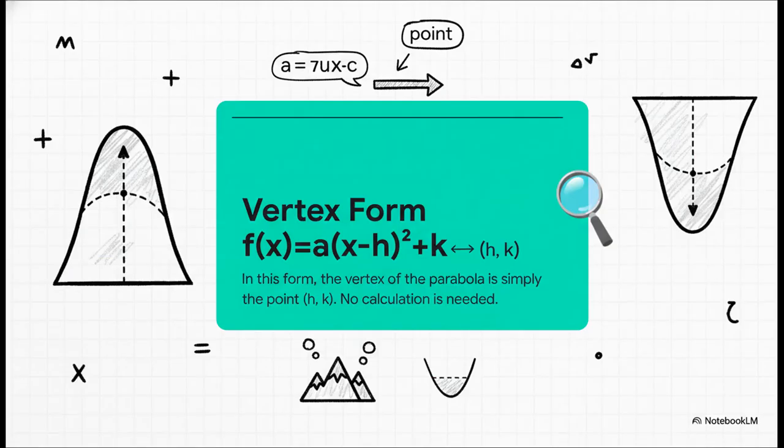So this is what we call vertex form. When an equation is written like this, the vertex is simply the point h, k. You just pull the numbers right out of the equation. It's kind of like a cheat code for finding the vertex. It's fantastic when you have it.